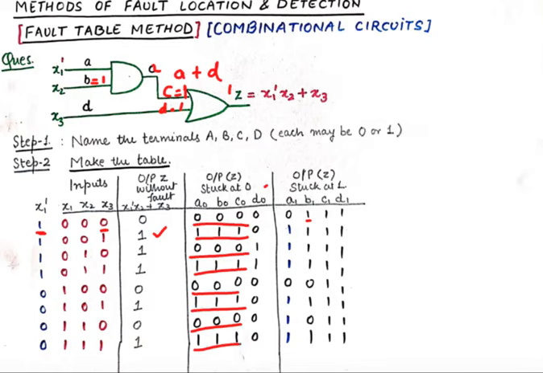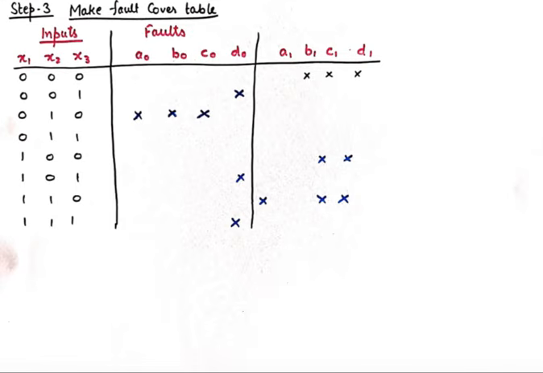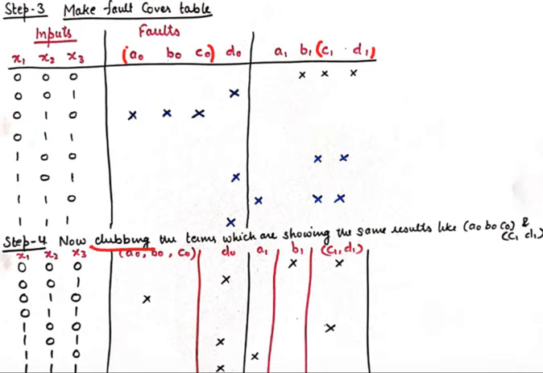The values of A stuck at 0, B stuck at 0, C stuck at 0 give me the same output. And similarly, C stuck at 1, D stuck at 1 give me the same output. So I can club them, and that is what I have done here in this table.